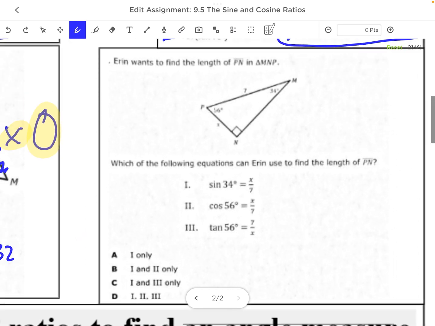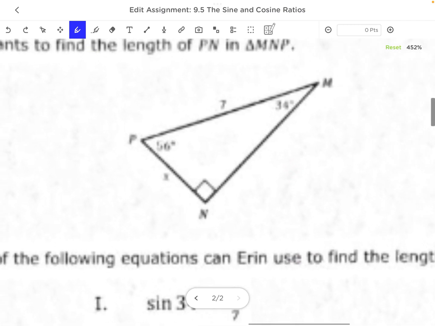Ooh, this looks gross, but we got this. Let's check it out. It says Aaron wants to find the length of PN. So I know this is not a great copy, so let me have you fill in this stuff better. First off, this measurement over here is supposed to be 34. Actually, I think I drew it on your copy, so hopefully it's visible. So that's 56. This is x and this is 7.